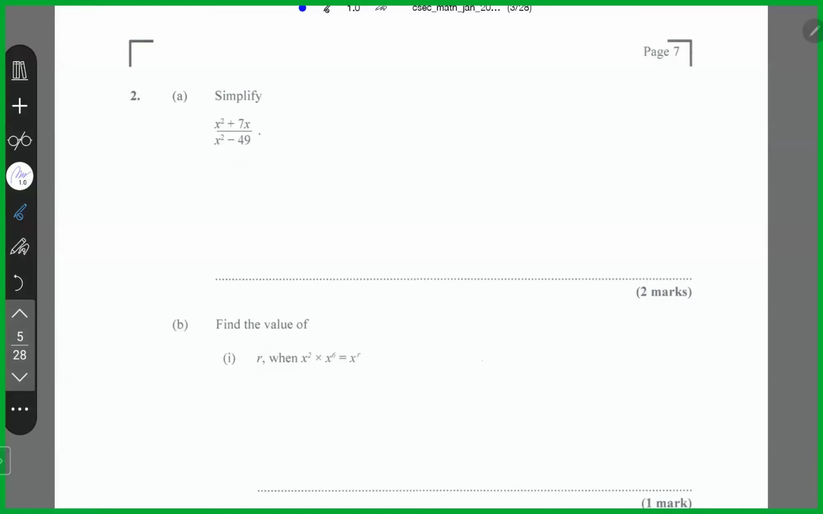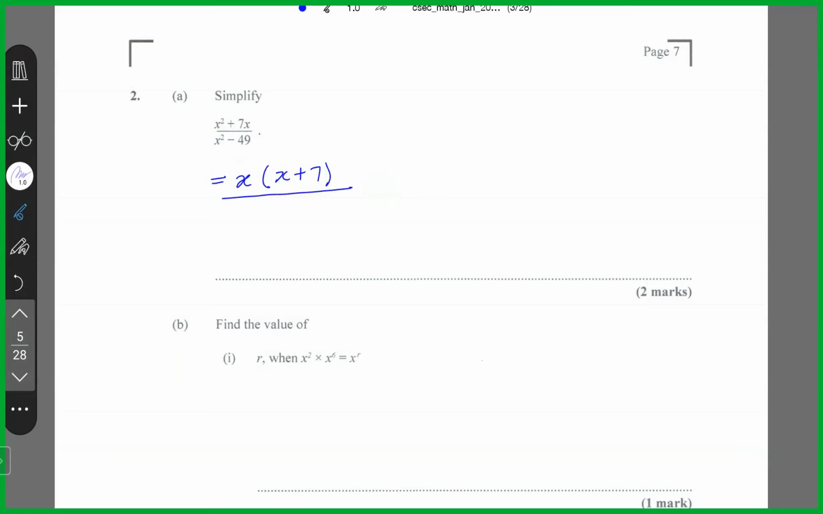To simplify a fraction of this type, what you have to do is factorize the numerator, factorize the denominator, and if there are common factors in the numerator and the denominator, you would cancel them. Now, if we factorize the numerator, we get x into x plus 7.